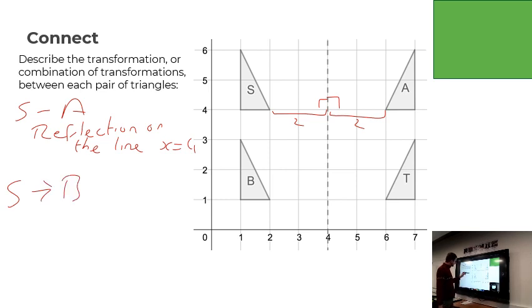Okay, let's have a look at S to B. Let's choose a point here. So what's happening? It's gone down. When it goes down, it's a negative value. Has it moved across? It hasn't moved across. The first component is the horizontal direction, and the second component is the vertical direction. So horizontally, it's 0, and it's gone down 3 units. It's negative 3.